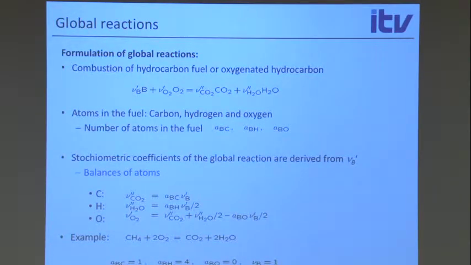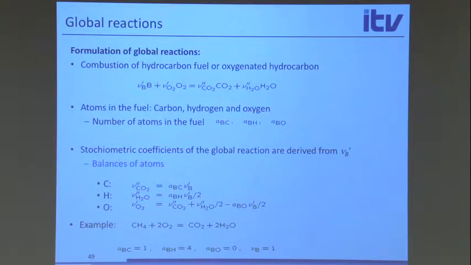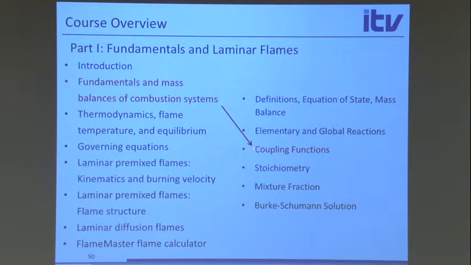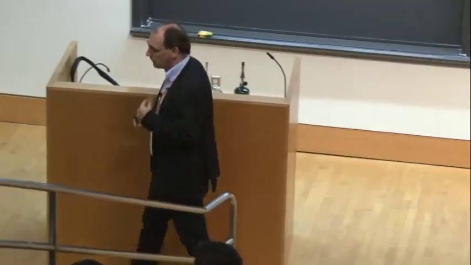Global reactions, I don't need to tell you how to set up global reactions. I will tell you what the global reaction is for combustion of methane with oxygen. You just have to count what's left and right and make sure elements are conserved on the left and right side. And here's an example for how to do this. Now we have all of this. This was basically just the notation that we use in this course. The next point is coupling functions. Coupling functions are very important. They're essentially a trivial concept, a very simple concept, but very important at the same time.